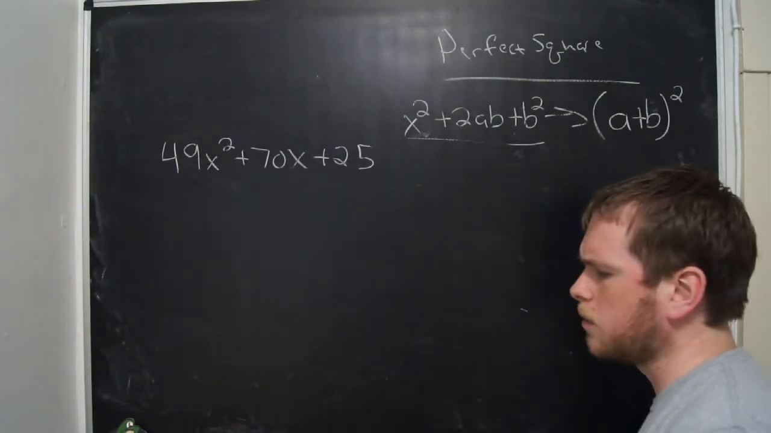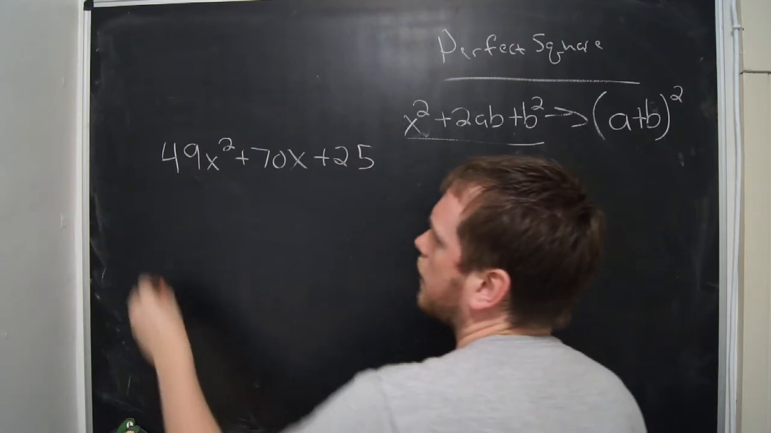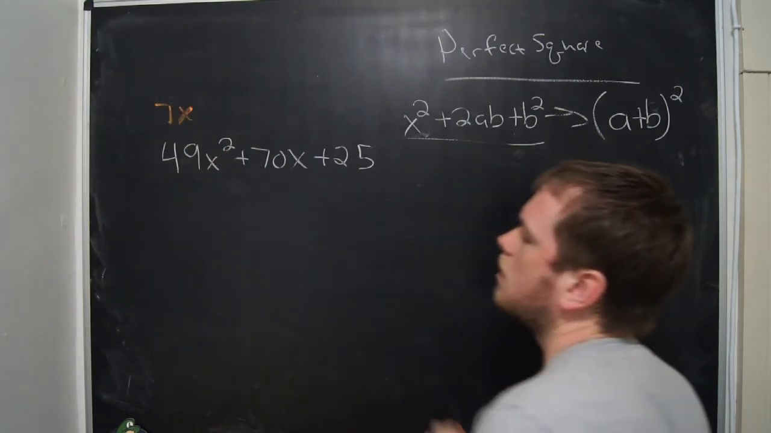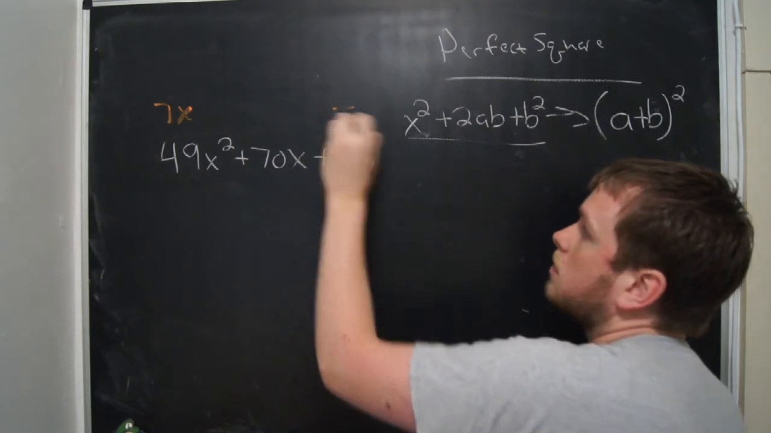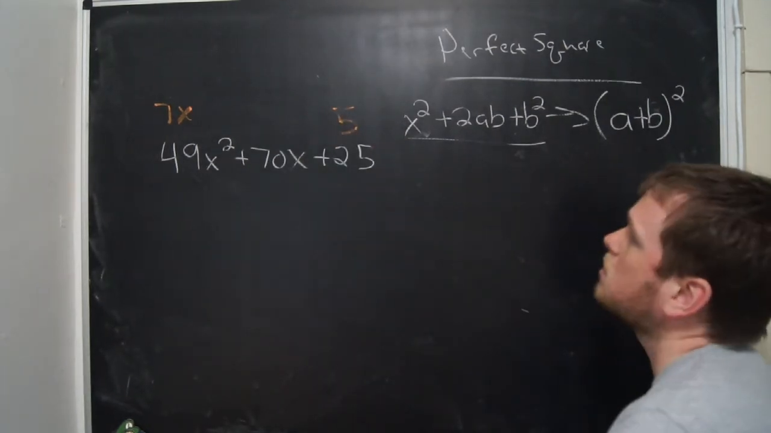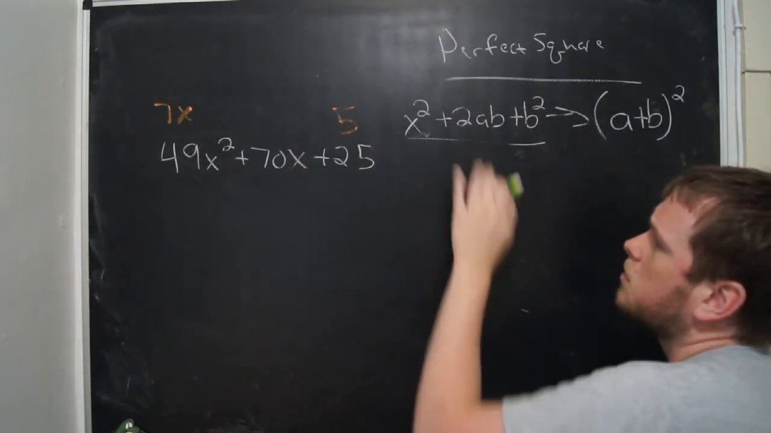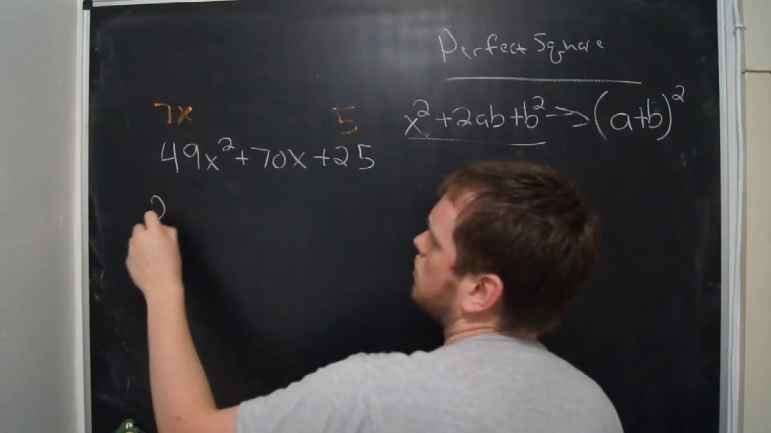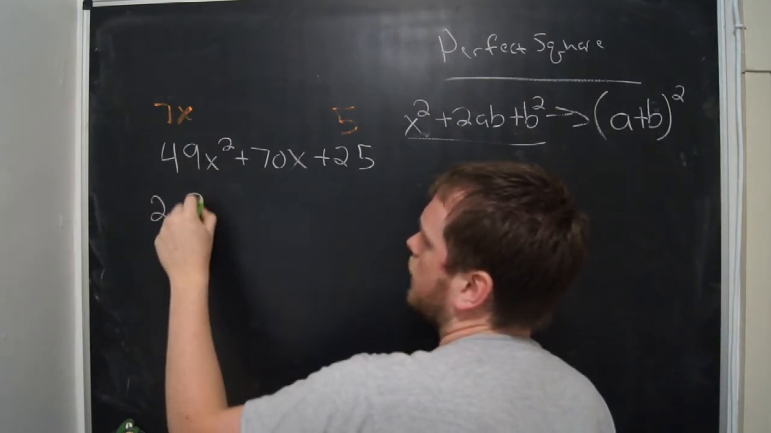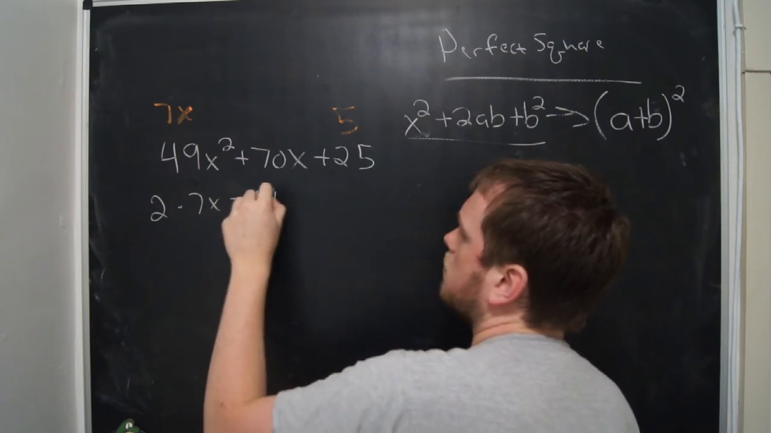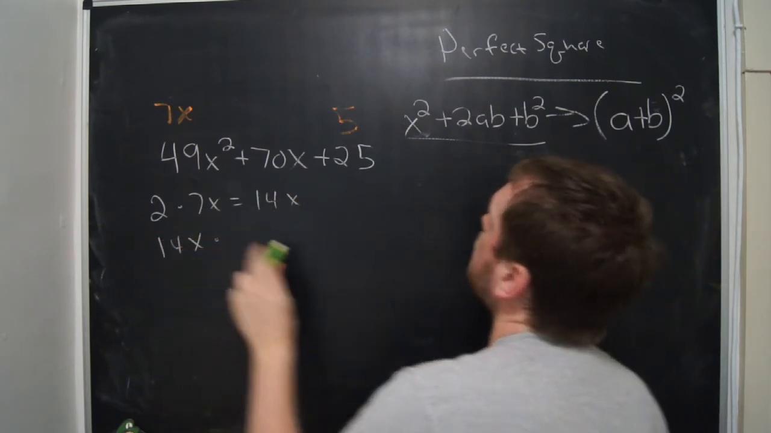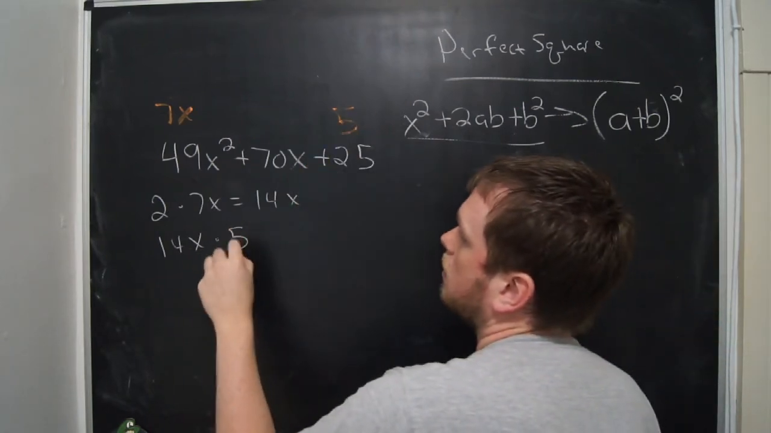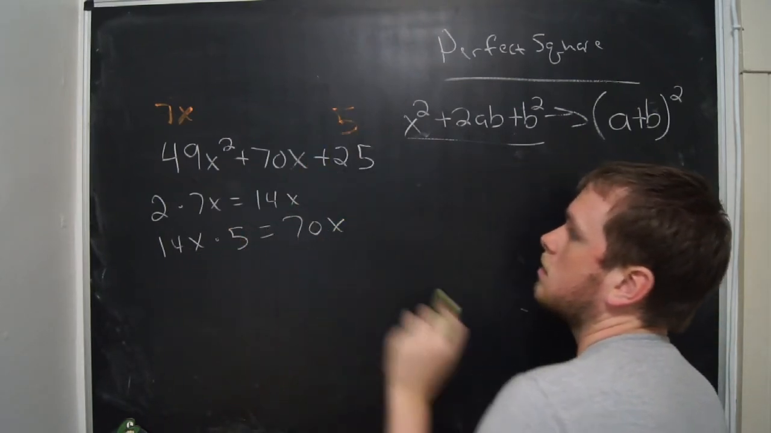Okay, so my first term, my a squared, in this case is 49x squared. Well, if I take the square root of 49x squared, that's 7x. 25, we already showed the square root of 25 is 5. Okay, and then just to double check, is my middle term in the form of 2ab? Well, 2 times a is 7x, that's 14x, times b, well now we have 14x times our b, which we said is 5, and that's 70x.